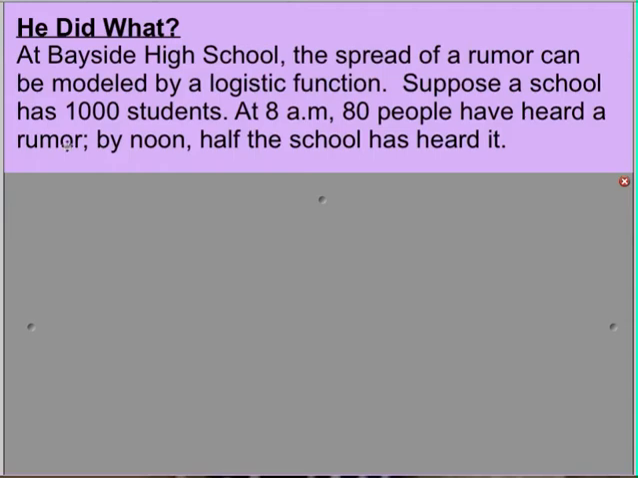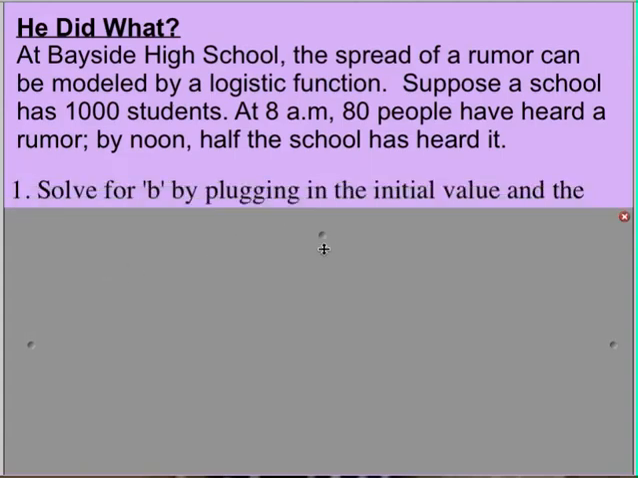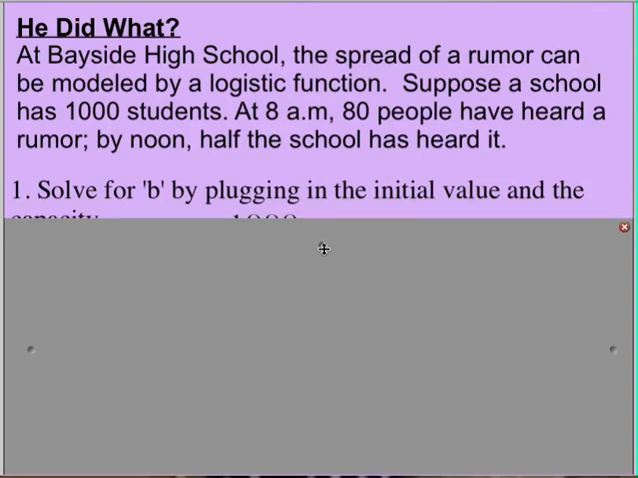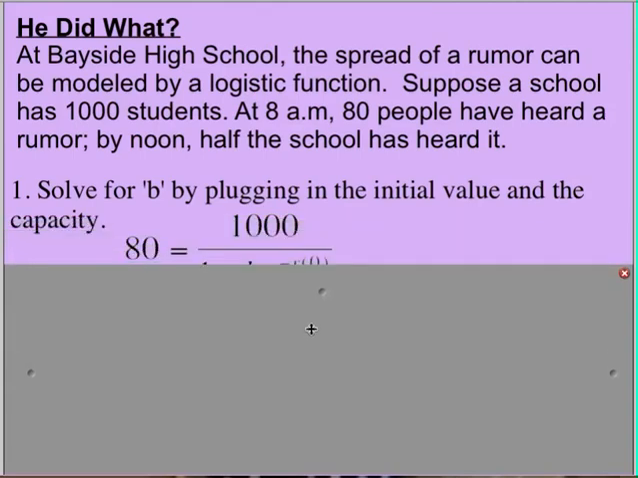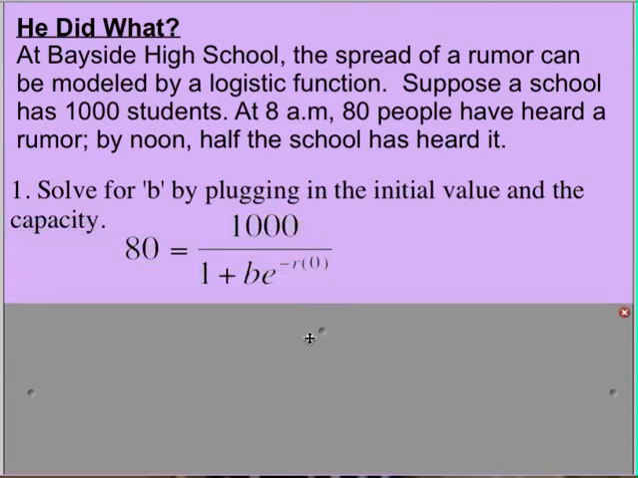At 8 a.m., 80 people have heard a rumor, and by noon, half the school has heard it. So I'm going to walk you through the steps in coming up with the model. The first thing that we need to do is solve for B. That's always going to be the first one we solve for in a logistic growth model. So we're going to plug in the initial value and the carrying capacity.